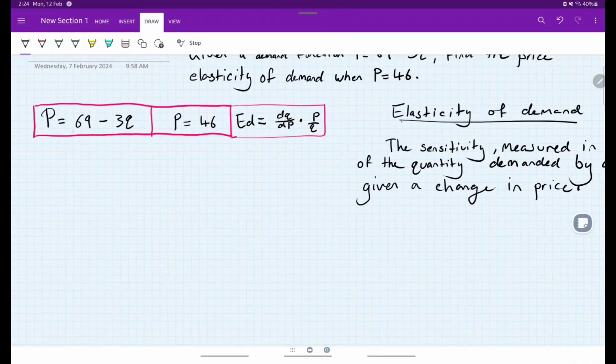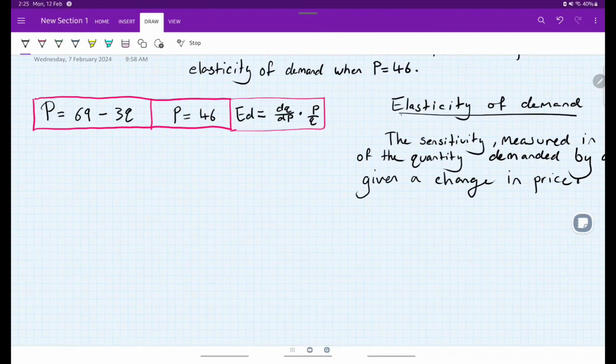So we have our demand function, inverse demand function. Our P equal to 46 is the part of the problem. And the elasticity of demand, this is the general formula for it, where you have the dQ over dP times P over Q. Or the change in quantity divided by the change in price times the ratio of the price and quantity.